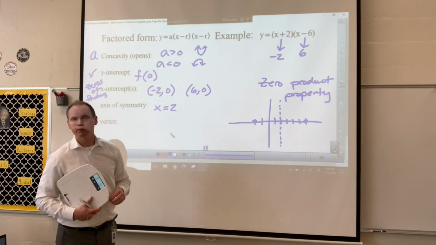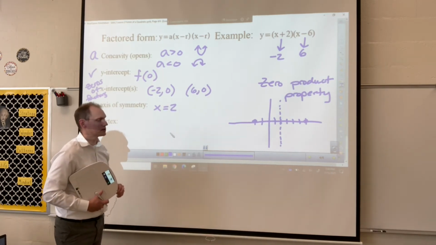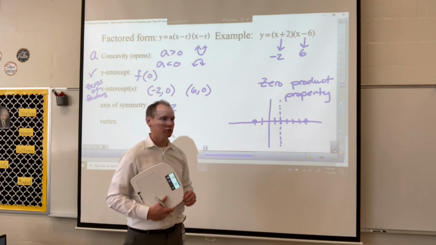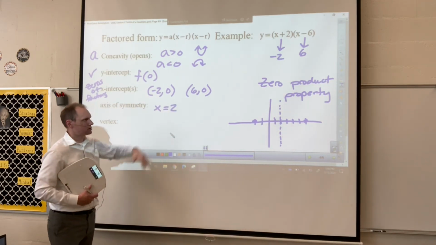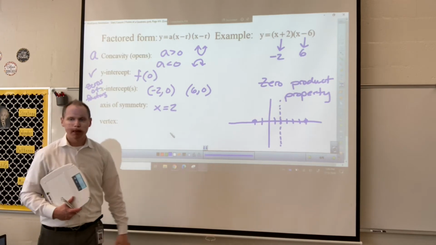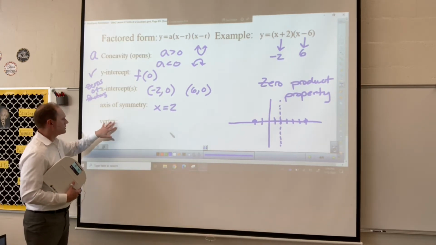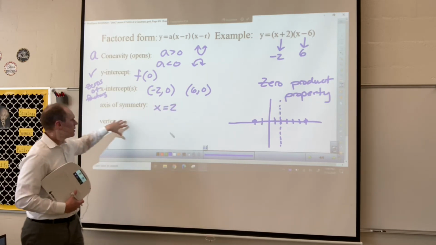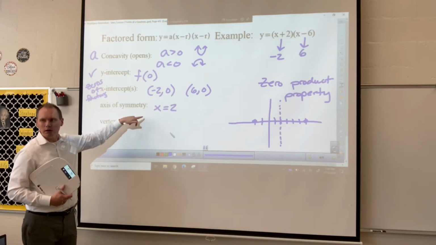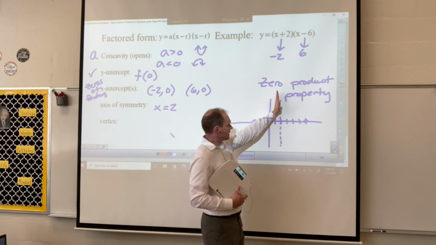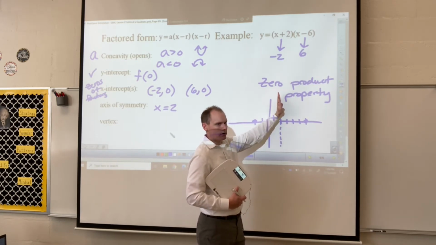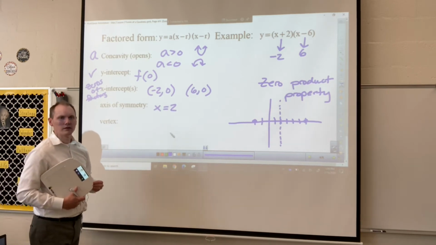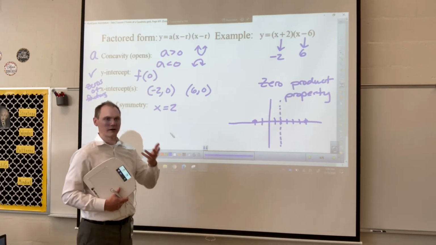So -2 and 6. -2 plus 6 is 4. Divide by 2 and you get 2. So that's just another way to get to that point. I'm not going to go into finding the vertex, at least the calculation of it, but what could we do? If we know the axis of symmetry is at 2, how could we find the point or the y value there? Yes?